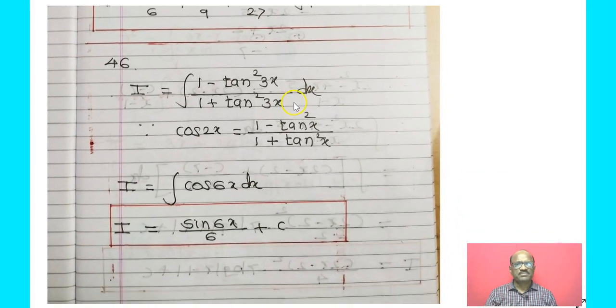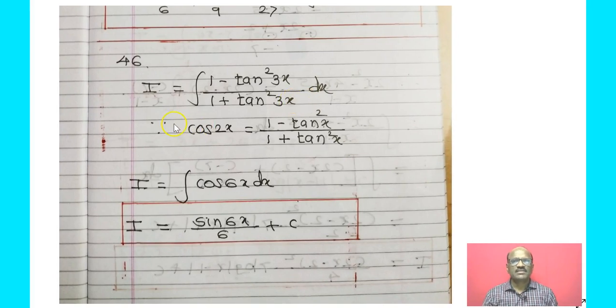Now next problem: the integral of (1 minus tan square 3x) upon (1 plus tan square 3x). Now there is one more result, that cos of 2x is equal to (1 minus tan square x) upon (1 plus tan square x). Again there is one more result, that sine of 2x is equal to 2 tan x upon 1 plus tan square x. This is for the cos.